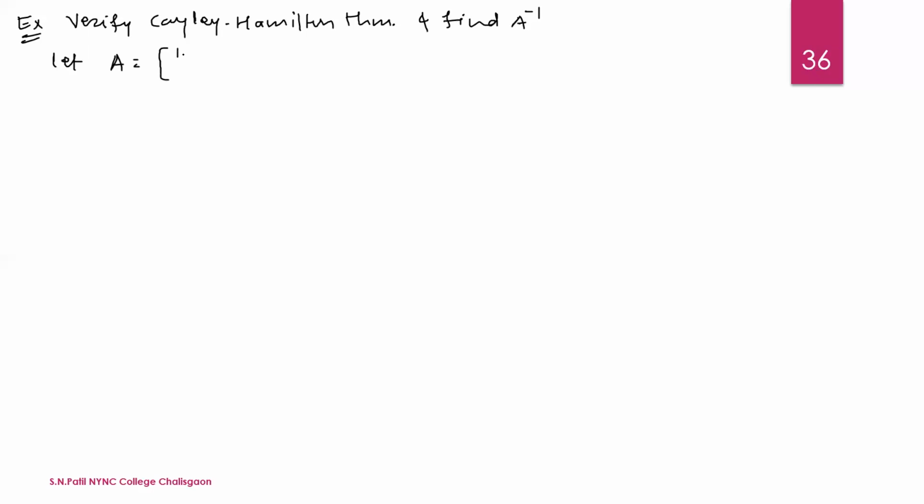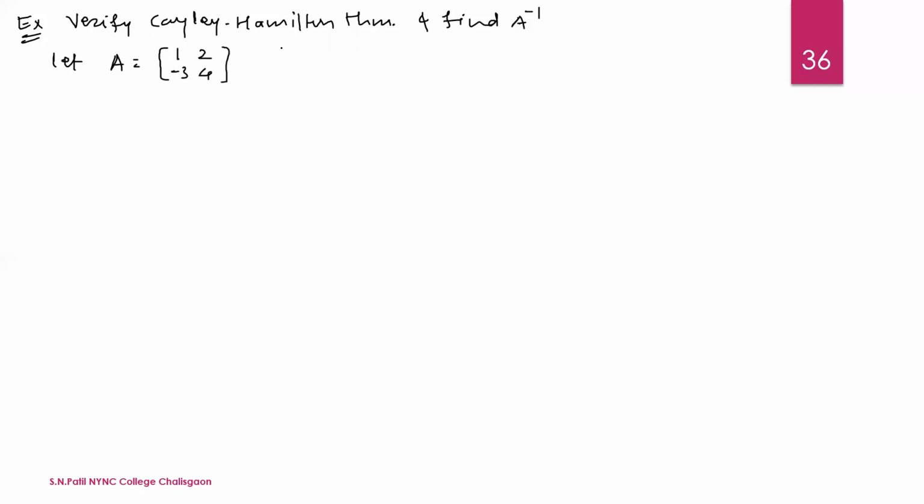Okay, let us discuss the numerical example on Cayley-Hamilton theorem. Now the question is: verify Cayley-Hamilton theorem for the following matrix and find A inverse. Okay, we have the matrix A is equal to 1, 2, minus 3, 4.